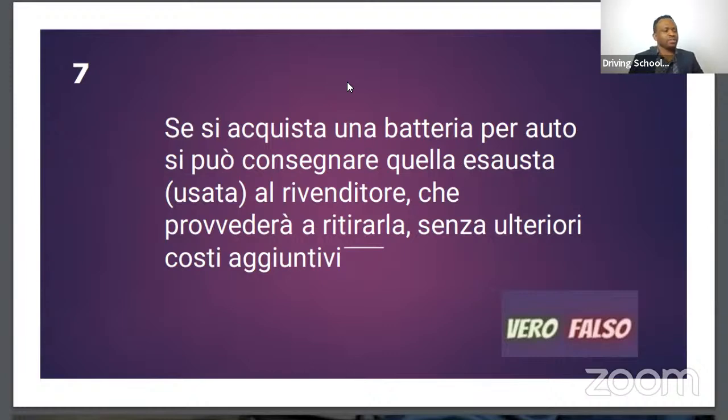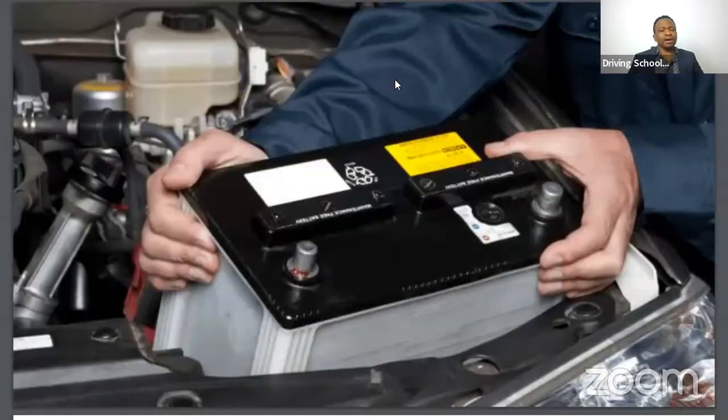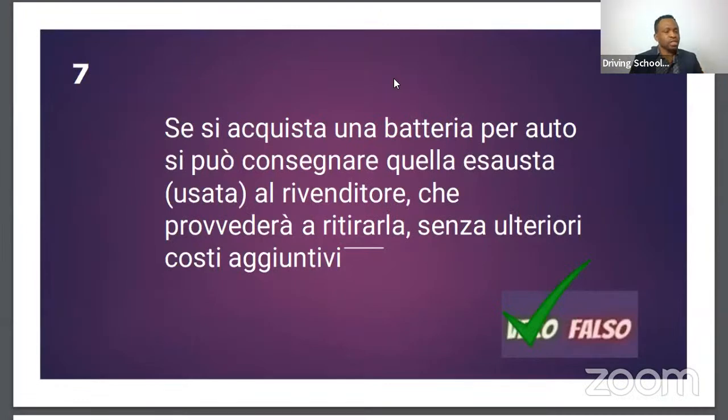So if you buy your battery from the seller, are you supposed to give the old one to them? Yes or no? The answer is yes, you can give the old one to them without them asking you of any additional cost. You understand? So the answer is Vero. If you take note, you can't throw a motor battery at the roadside. You can't throw it off like that, because there are some dangerous chemicals inside that can pollute the environment. That is why when you change the battery of your vehicle, you're supposed to give the old one to the seller, without additional cost. So the answer is Vero.